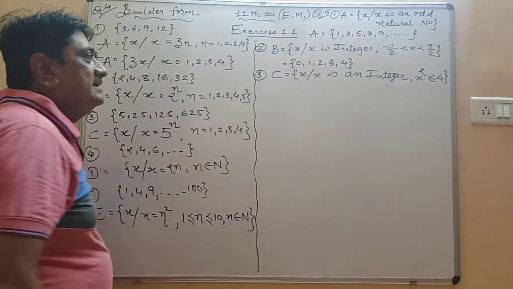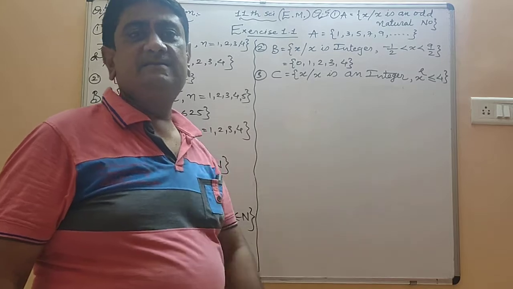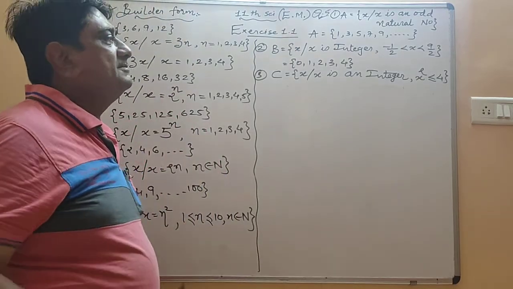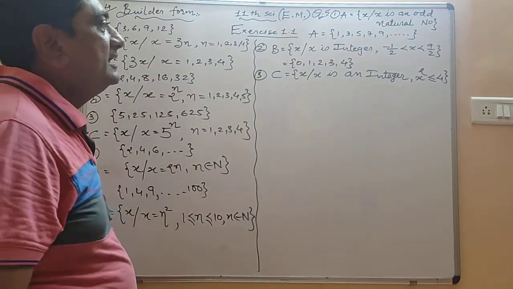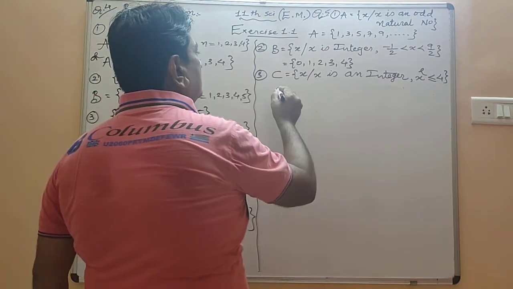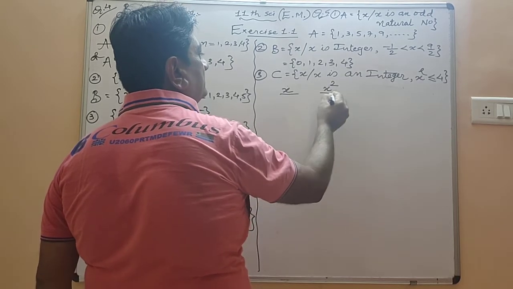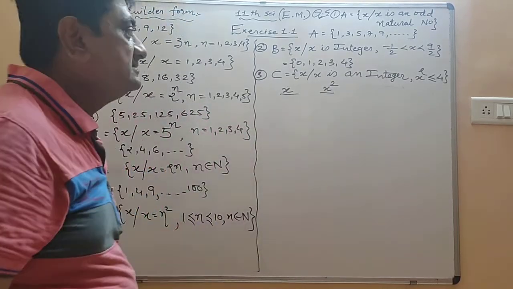Now x is an integer. Here it says integer, not positive or negative integer. That means you can take a positive number or a negative number. And then what is the x value and what is the x square value?